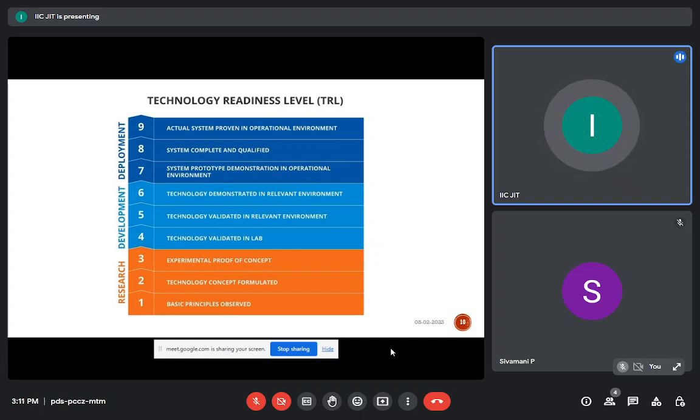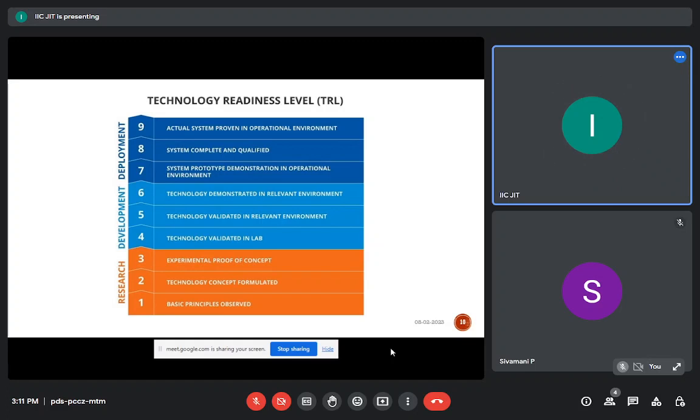Then TRL level 5 means that the prototype you developed, you add more features and test and validate it in an actual environment. That is the second stage of the prototype. Advanced prototype, TRL level 5. Then you move to TRL level 6. Technology demonstrated in the relevant environment. Working prototype. So you start in 4 with the basic prototype, then advanced prototype, then working prototype. Is this clear?